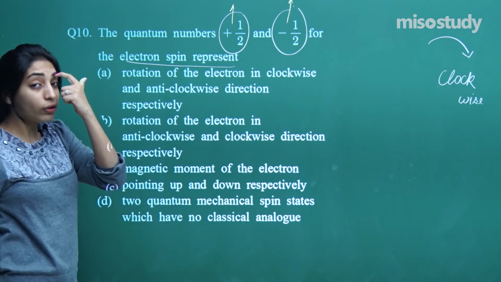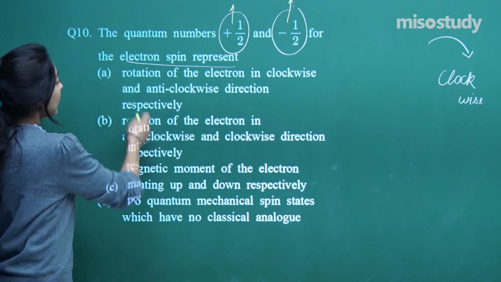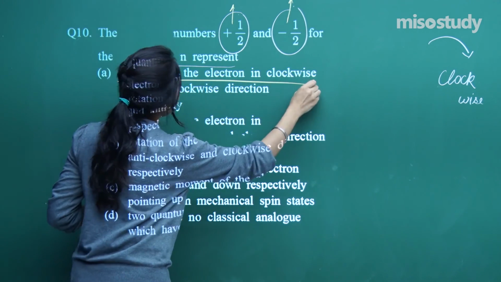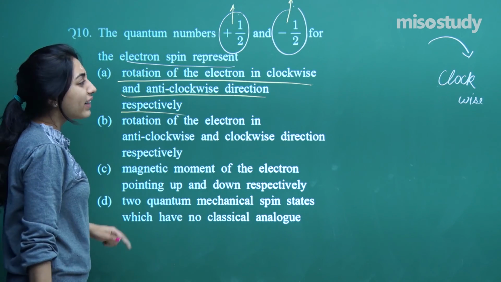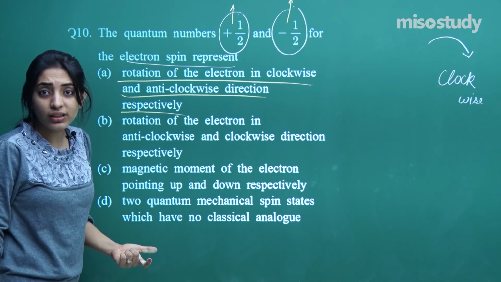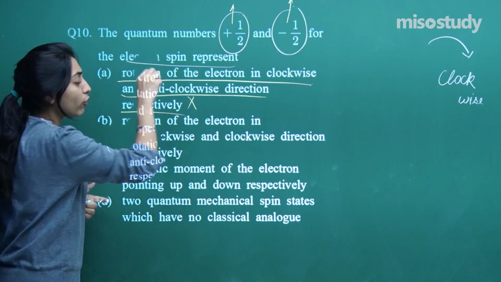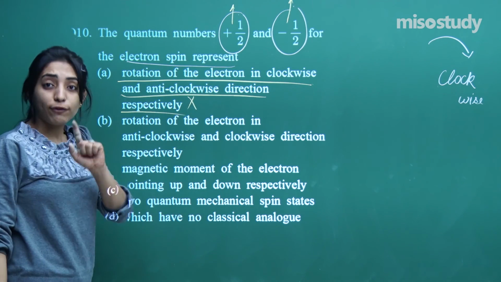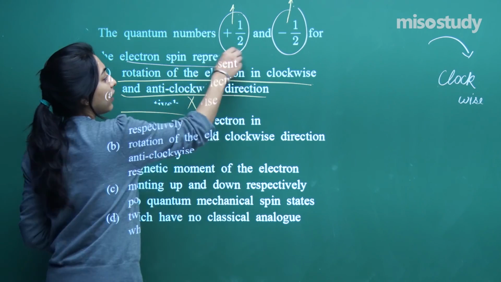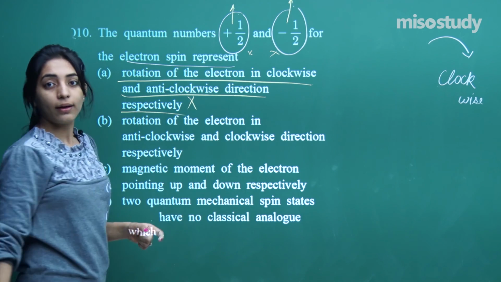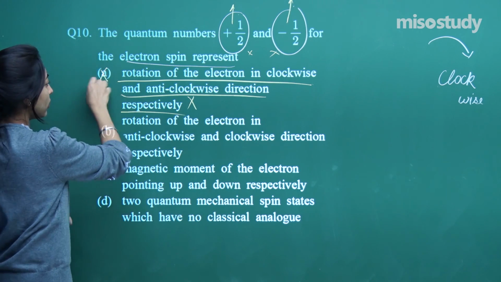Let's start reading down the options. It says the rotation of electron in clockwise and anti-clockwise direction respectively. I said, okay, that's a presumption, but it has got nothing to do with the calculations. If you calculate, you might be getting a particular value of spin, but not plus half and minus half. Okay, so this is not the correct option.